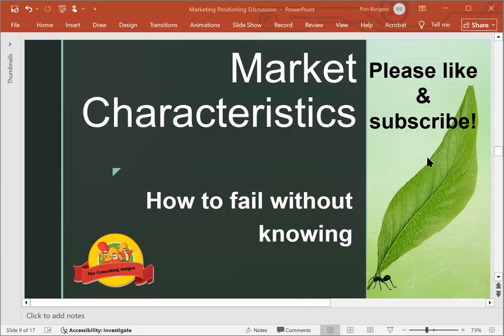So we're going to be focusing on markets with respect to how they are accessed by small business, which is something that small businesses tend to have a problem with. And it's sort of the subline, how to fail without knowing. If you're in the wrong market and you don't understand your market, you can be trying to sell stuff and never get it done and end up failing and have no idea what really happened. So we'll talk a little bit about that. First, let's talk about the overall characteristics.